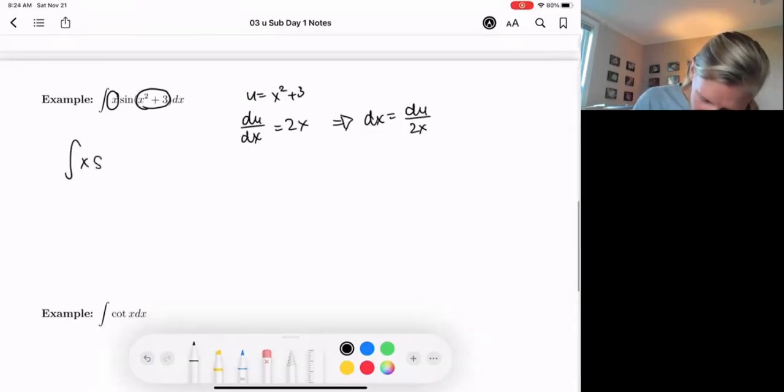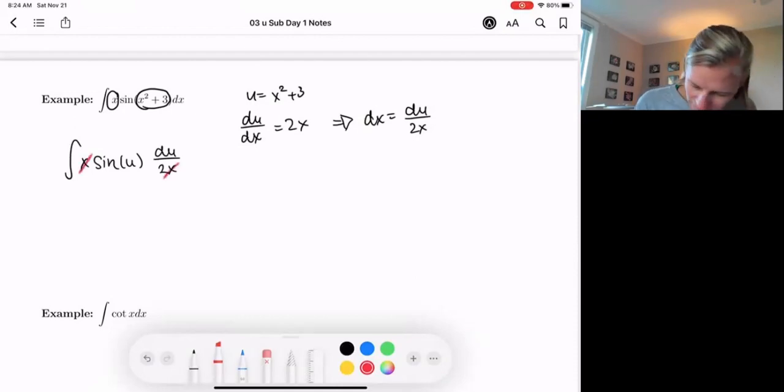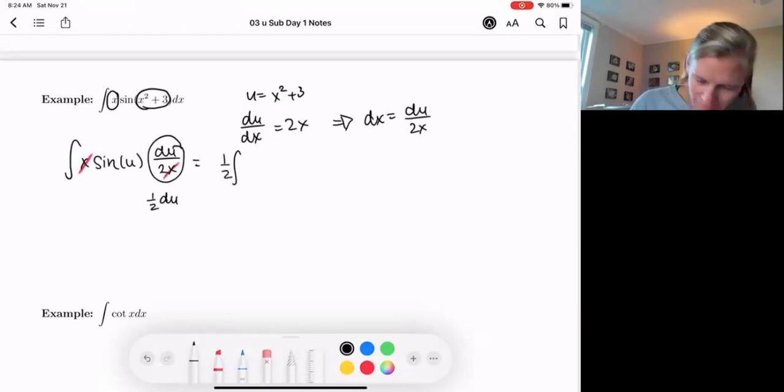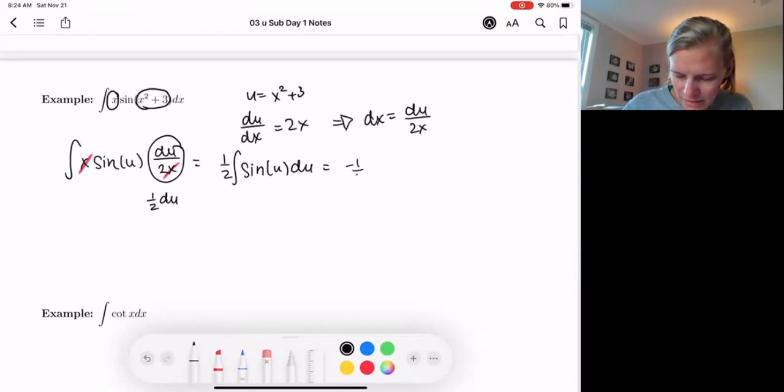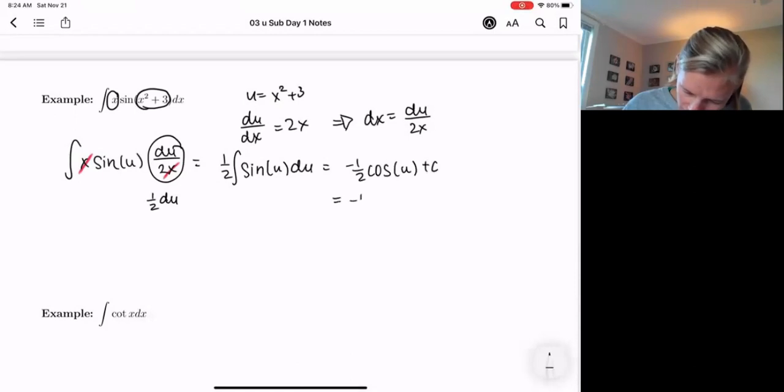So my integral is then x sine of u times du over 2x. The x's cancel out. We're still left with that 2 in the denominator, but that's okay. So this piece here is really like 1/2 times du. So I'm going to pull that 1/2 all the way outside of the integral. It's okay if you leave it in there though. So I have 1/2 integral of sine of u du. The antiderivative of sine is negative cosine. So we have negative 1/2 cosine of u plus c. And this gives us negative 1/2 cosine of x squared plus 3 plus c.